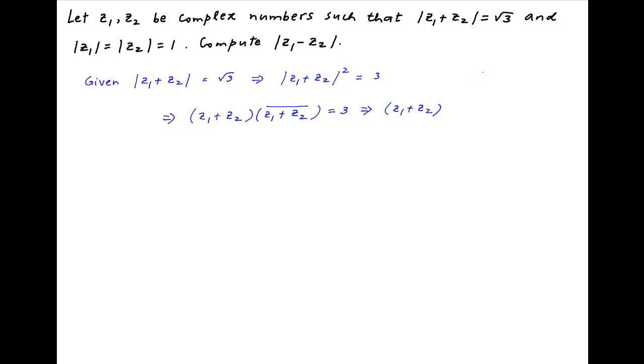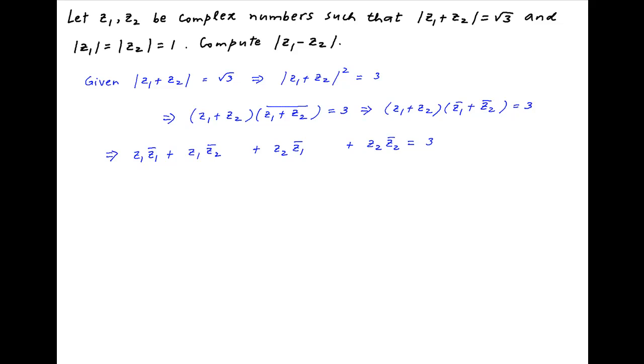which implies that z1 plus z2 multiplied by the conjugate of z1 plus the conjugate of z2 is equal to 3. Opening up the left hand side, we get z1 times the conjugate of z1 plus z1 times the conjugate of z2 plus z2 times the conjugate of z1 plus z2 times the conjugate of z2 is equal to 3.